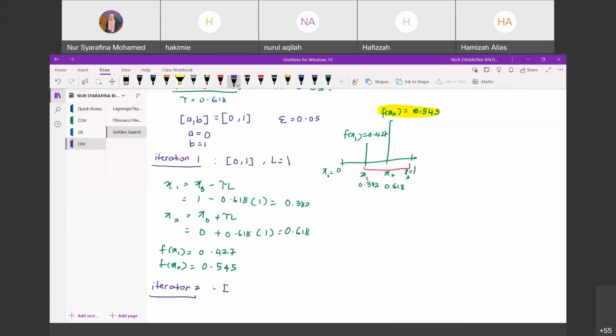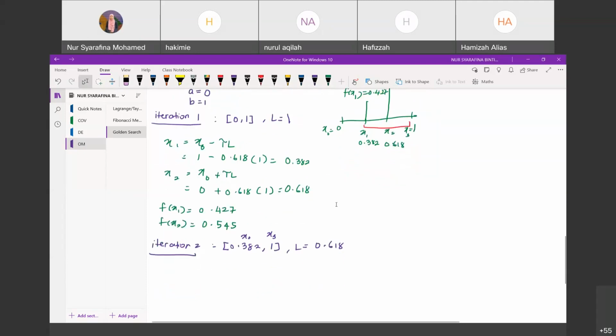What is your new interval? Your new interval is x1 and x3, which is 0.382 to 1. Now this is your new x0 and x3, where L equals 0.618. Then you have to find again what is your x1 and what is your x2. Is that clear or not? But this x1 actually comes from this. If you use the formula, you can get the same value.